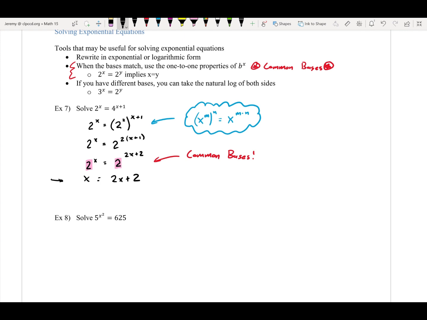Which is a very, very simple equation. This is a linear equation. We can solve this pretty quickly. I'll subtract 2x from both sides, and I'll have negative x is equal to positive 2. I can divide both sides by negative 1, and I get my answer, x is equal to negative 2.